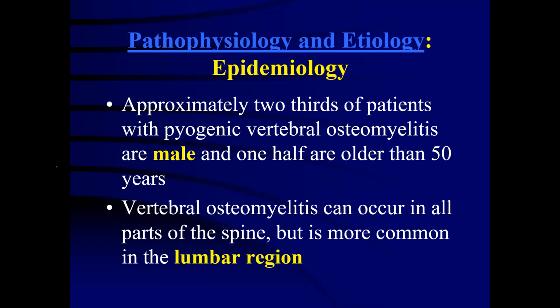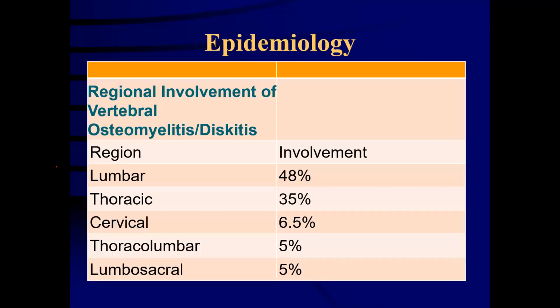Vertebral osteomyelitis can occur in all parts of the spine, but is more common in the lumbar region. Regional involvement of the vertebral osteomyelitis discitis is shown in this slide, where the lumbar region is the most common, followed by the cervical, thoracolumbar, and finally lumbosacral spine.